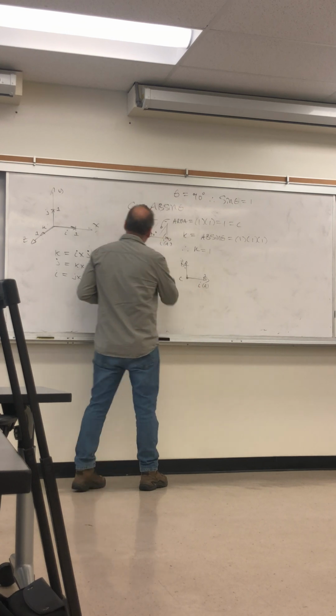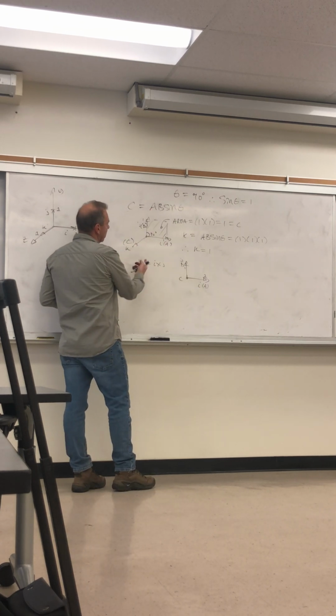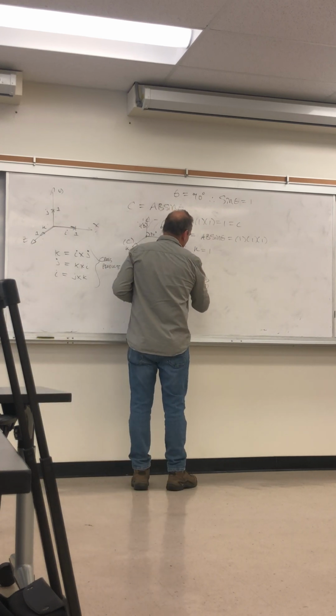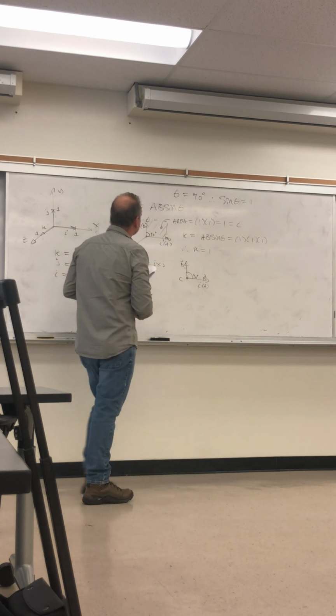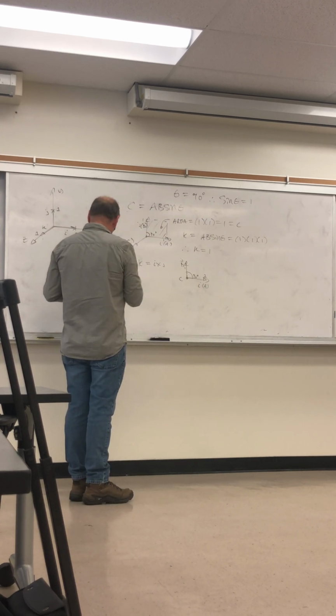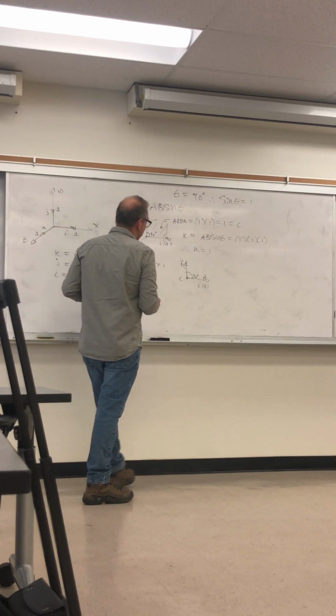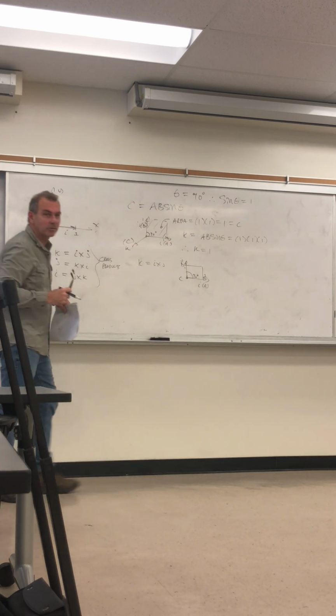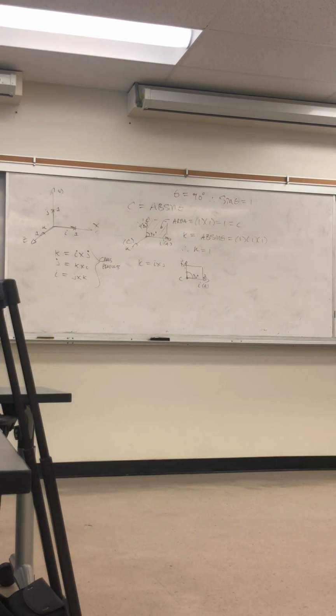And C is coming this way, so now we're looking from here. And you can see that this is 90 degrees. And it's going clockwise from B to A. So that's the correct direction of C. If we switched A and B, then it would be going in the opposite direction.